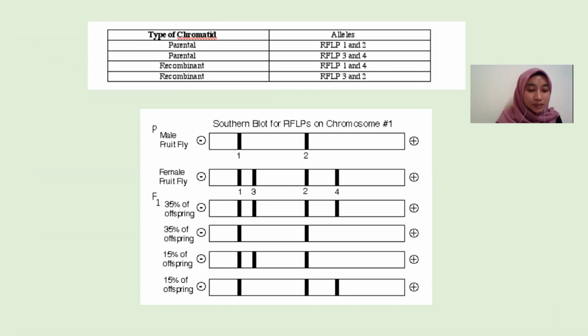When these two flies meet, the frequency of the four possible progeny can be measured. From this information, the genetic distance between the two RFLP loci, upper and below, can be determined. As you can see, 35% and 35% of the offspring are produced from the parental genotypes, while 15% and 15% are produced by the recombinant genotypes. Thus, we can conclude that the two RFLP loci are 30 centimorgans apart from each other.